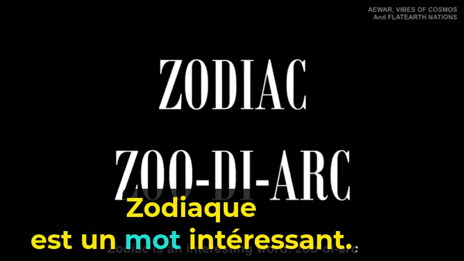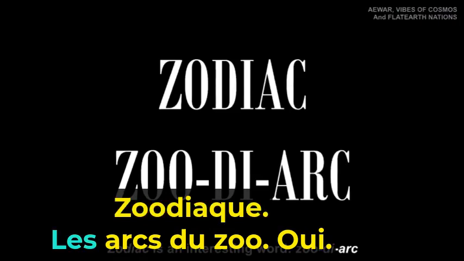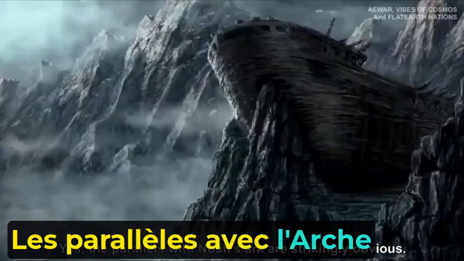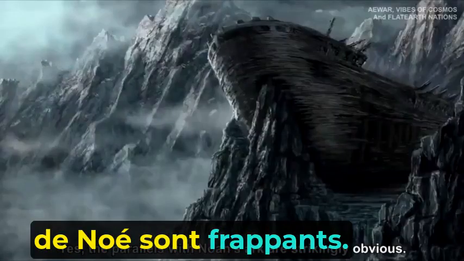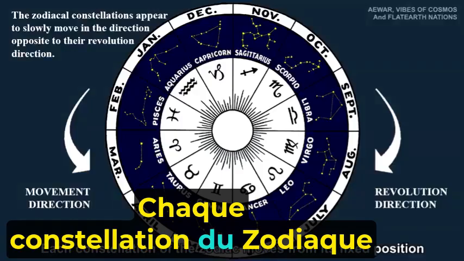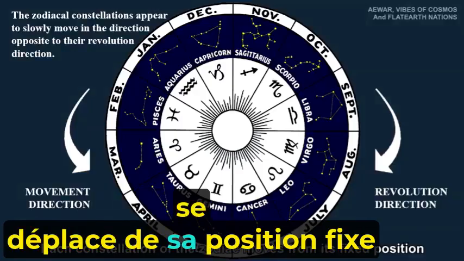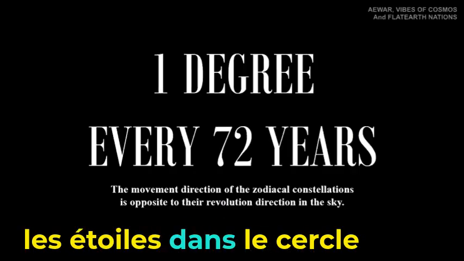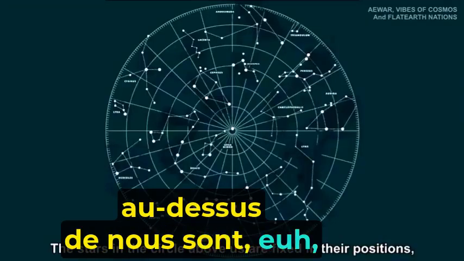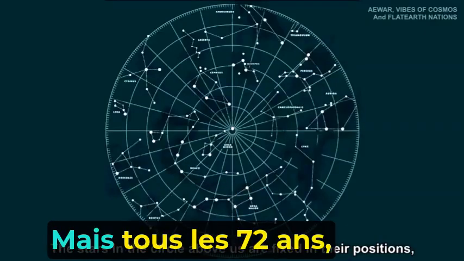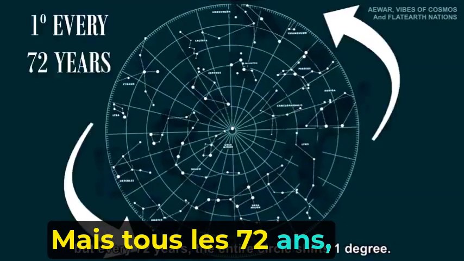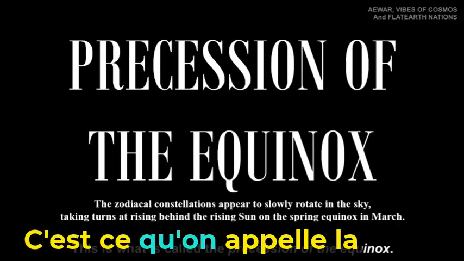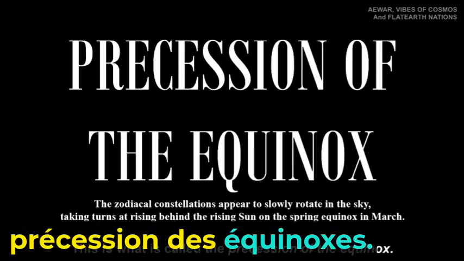Zodiac is an interesting word. Zodiac, the arcs of the zoo. Yes, the parallels with Noah's Ark are strikingly obvious. Each constellation of the zodiac moves from its fixed position at 1 degree every 72 years. The stars in the circle above us are fixed in their positions, but every 72 years, the entire circle shifts 1 degree. This is what is called the precession of the equinox.